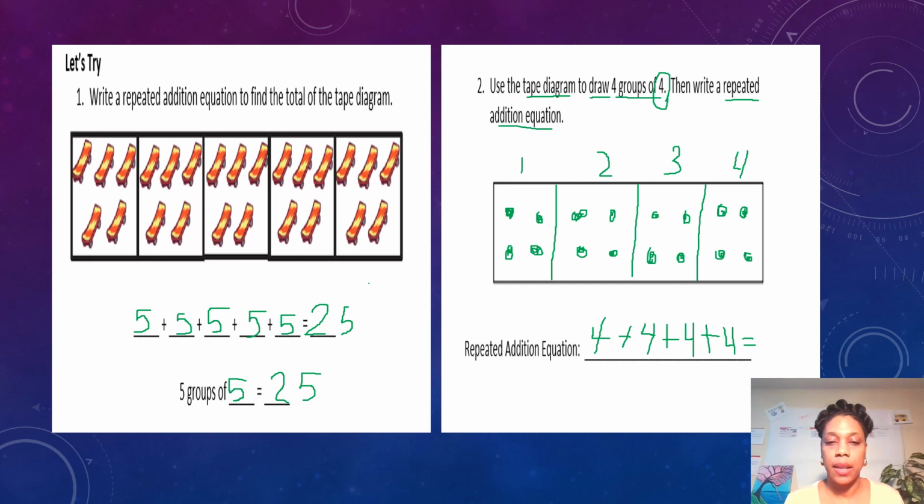Ready? Let's do it together. 1, 2, 3, 4, 5, 6, 7, 8, 9, 10, 11, 12, 13, 14, 15, 16. So I have 16 chips in all. So let's see, I'm going to put my 16 here. So 4 plus 4 plus 4 plus 4 equals 16. All right, let's go on to the next slide.